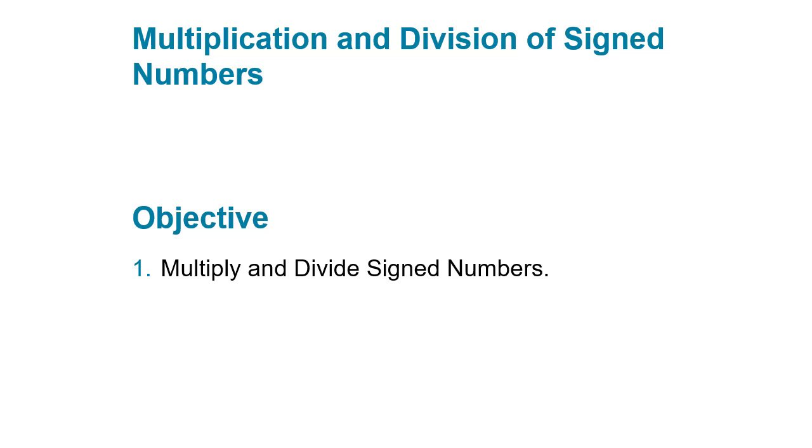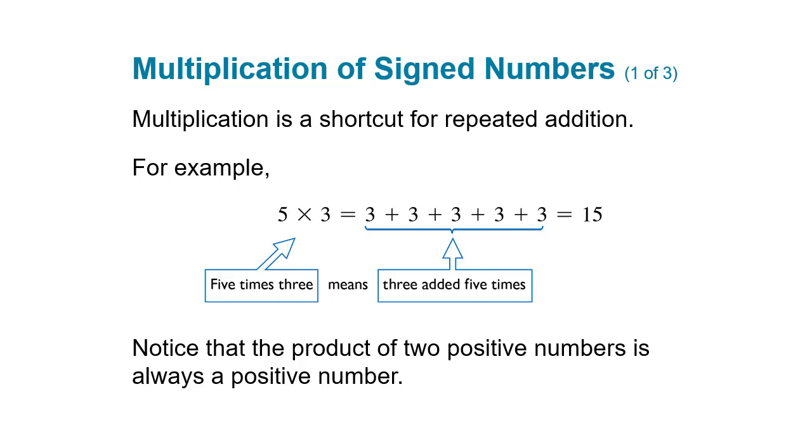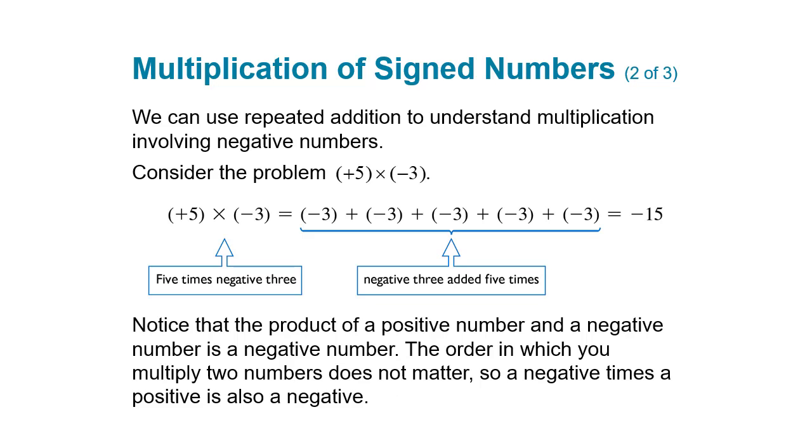Welcome to our short discussion on the multiplication and division of signed numbers. Again, signed numbers just means things that can be either positive or negative. We have to remind ourselves that multiplication really just means a bunch of addition, right? 5 times 3 is really just 3 added together 5 times.